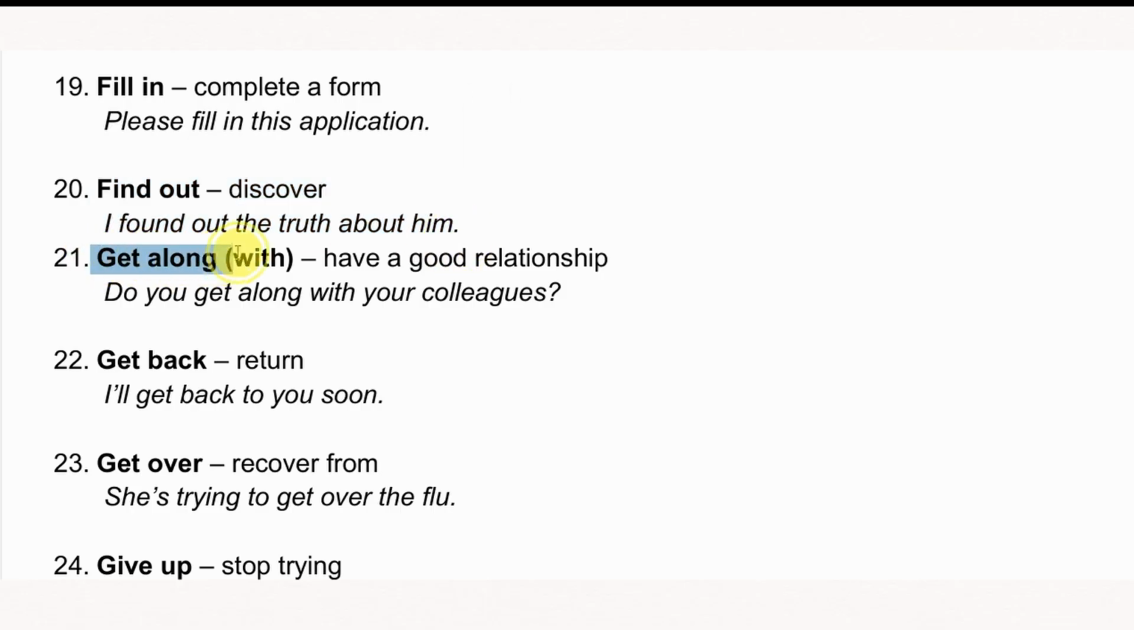21. Get along with, or have a good relationship. To get along with someone, this is to have a good relationship with someone. Example, do you get along with your colleagues? Means are you on good terms with your colleagues? 22. To get back. To get back means to return. You can say, for example, I'll get back to you soon. Means I will return.